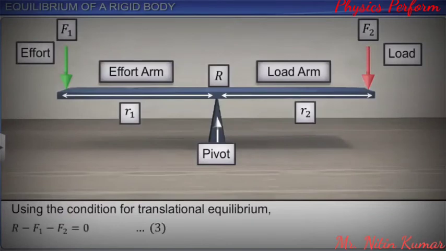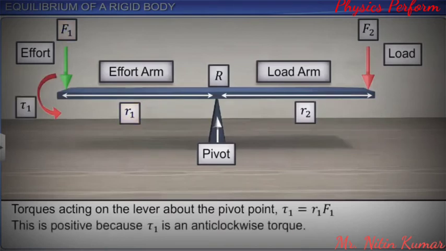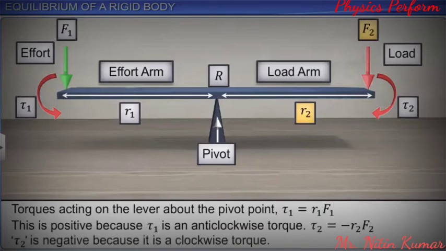R minus F1 minus F2 is equal to 0. Equation 3. If we calculate the torques acting on the lever about the pivot point, we have tau 1 is equal to R1 F1. This is positive because tau 1 is an anti-clockwise torque. Tau 2 is equal to minus R2 F2. And tau 2 is negative because it is a clockwise torque. Since the lever is in rotational equilibrium, tau 1 plus tau 2 is equal to 0.